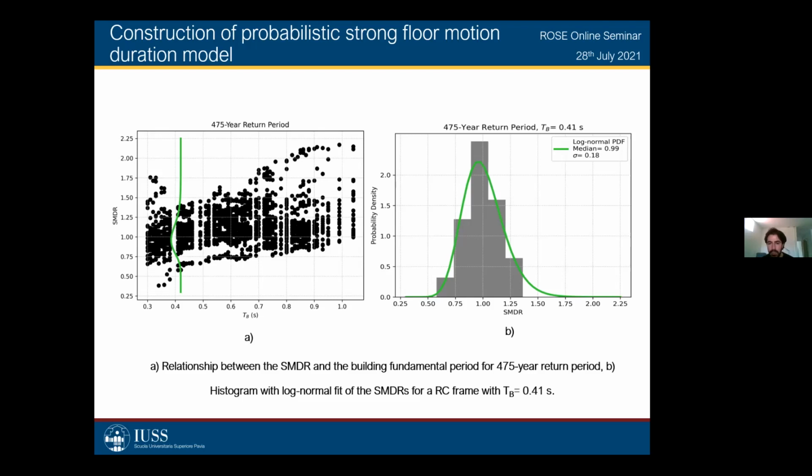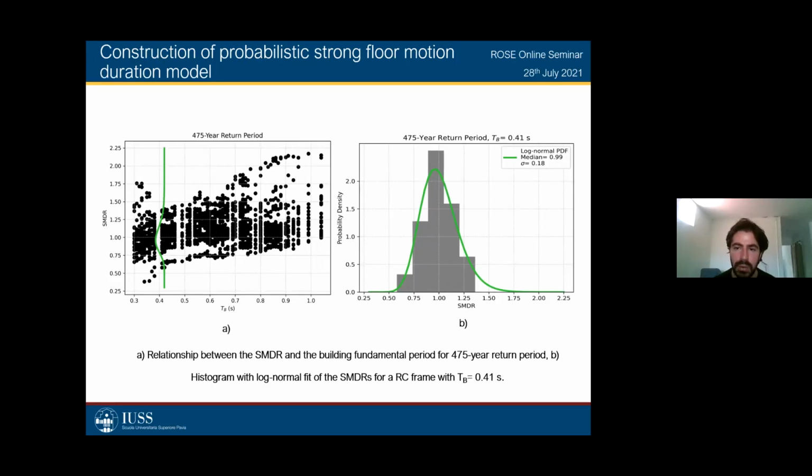So this is for a 470-year return period, because we did this for all the return periods, but I'm not going to show you all of them because that would consume a lot of time. So I'm just showing you this as an example. And you can see that the period of that particular building was 0.41 seconds. That is indicated in the upper side of the right-hand graph.